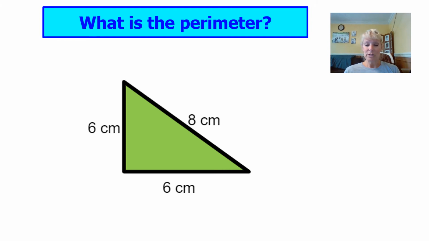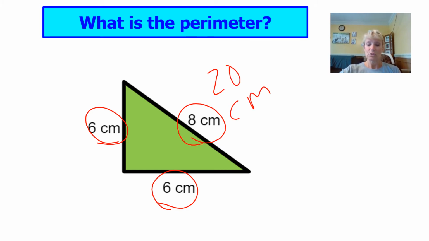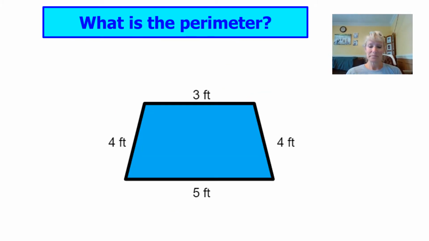All right, what's the perimeter here? Okay, I would combine my 6 and 6, which is 12, and then 8, which is 20. So I have 20 centimeters. What is the perimeter here?